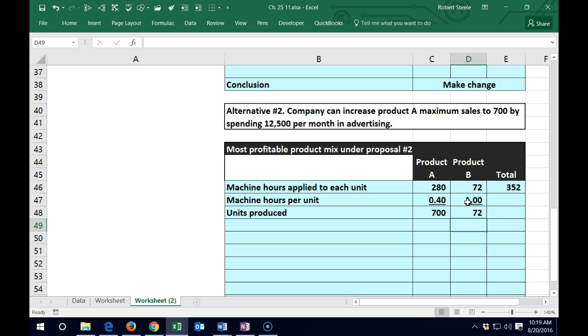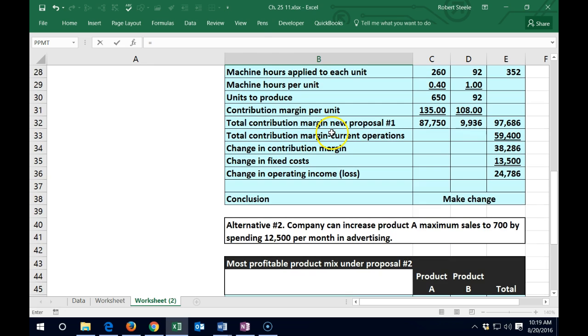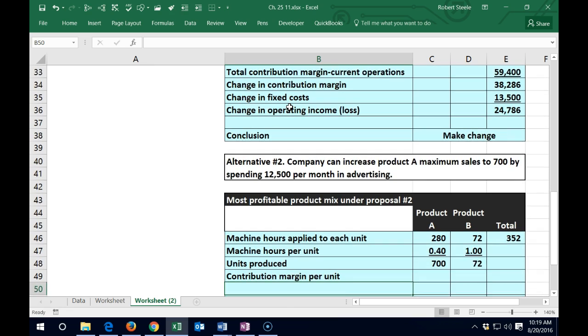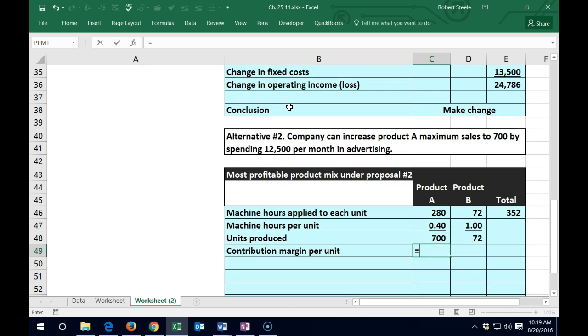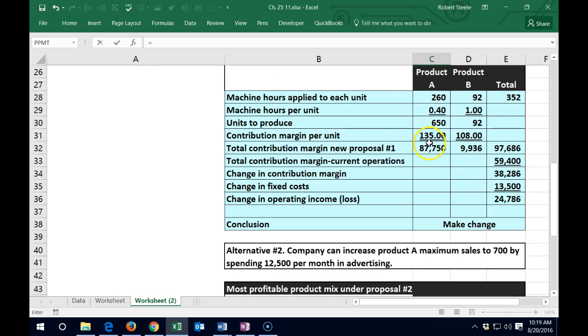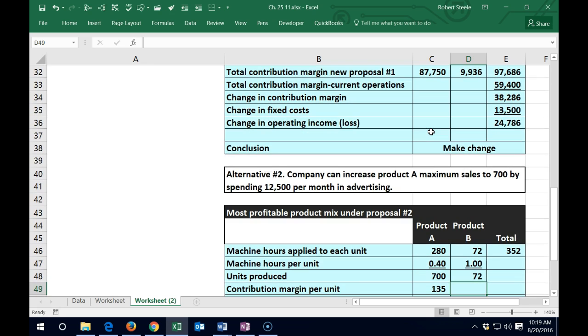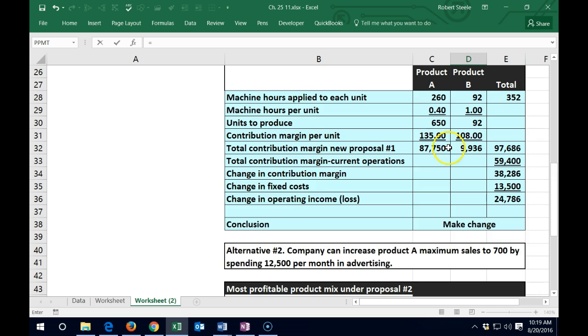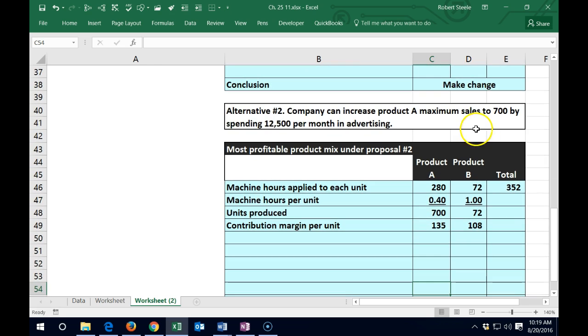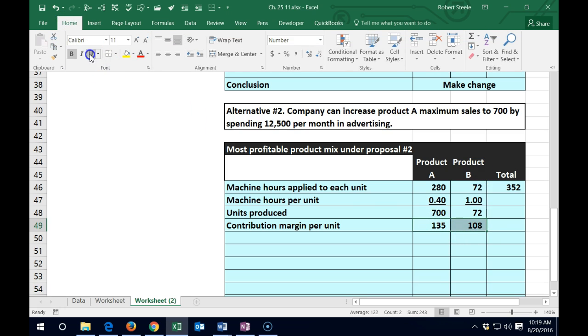We're going to multiply that times the contribution margin. So this equals the contribution margin, which we have up here somewhere. Contribution margin per unit. And I'm going to say this equals the contribution margin here. And this equals the contribution margin there. And I'm not going to add the decimals this time because we really didn't need that. And I'm going to underline it though. I'm going to go to the Home tab, Font group, and underline.